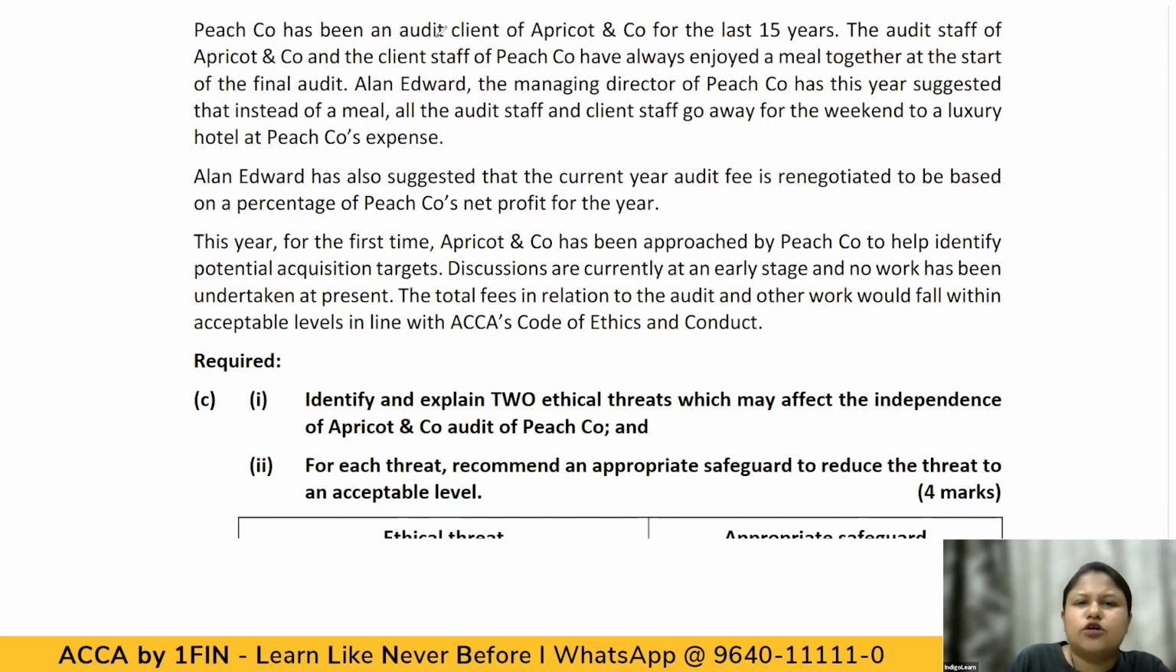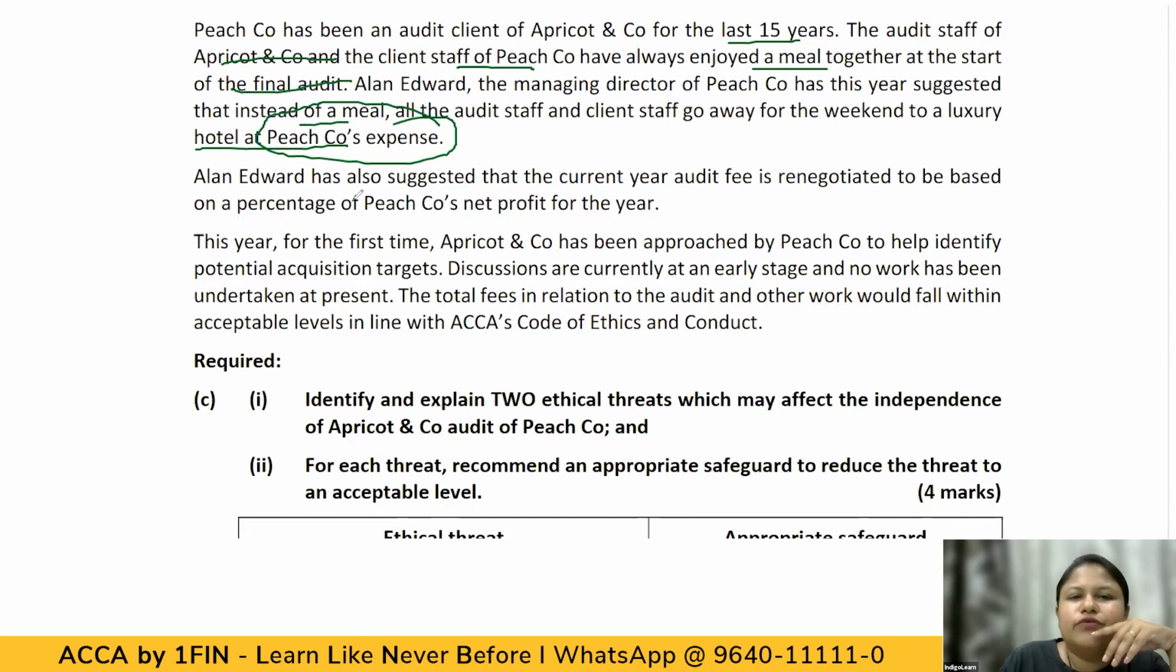Peach Company has been an audit client of Apricot and Company for the last 15 years. The audit staff of Apricot and Company and the client staff of Peach Company have enjoyed a meal together at the start of the final audit. Oh, that's fine. Alan Edward, the managing director of Peach Company, has this year suggested that instead of a meal, all the audit staff and the client staff go away for a weekend to a luxury hotel at Peach Company's expense. They're trying to attract you, providing some kind of luxury so that you talk in their way.